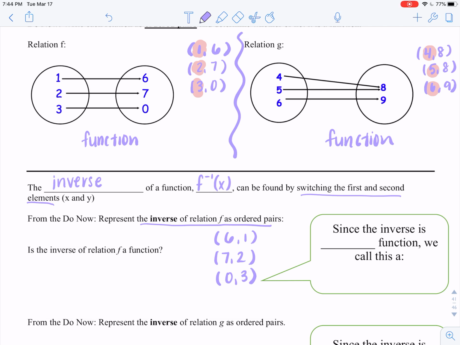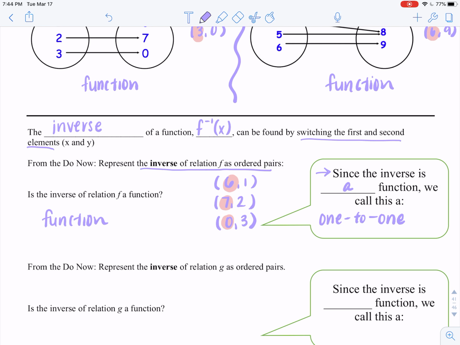Kind of easy, right? All we're doing is switching our input and output values. And absolutely, this is a function, right? Because again, my x values are not repeating. Since the inverse is a function, we call this one-to-one. So remember that: if the inverse is also a function, then we call it one-to-one.